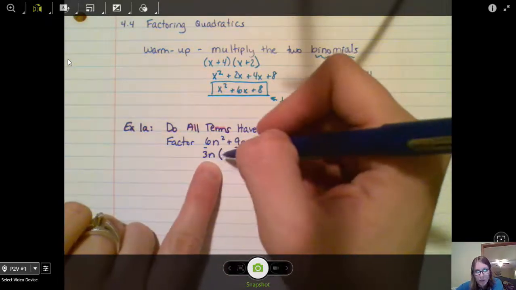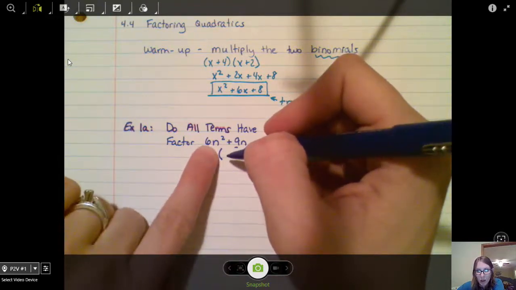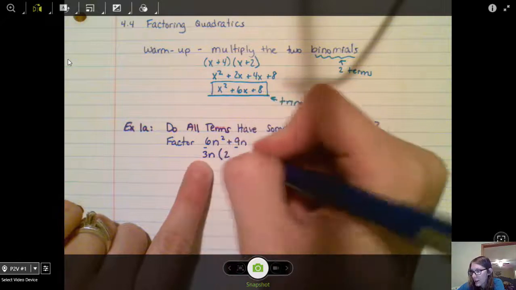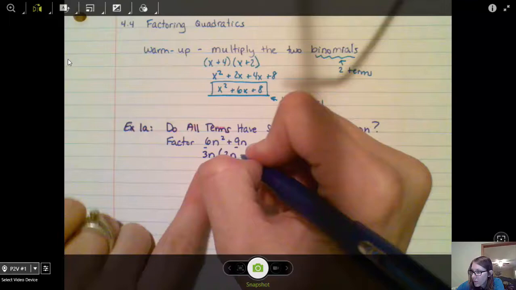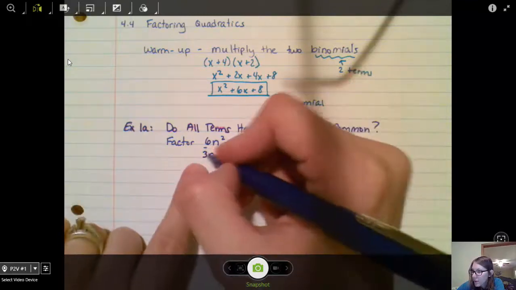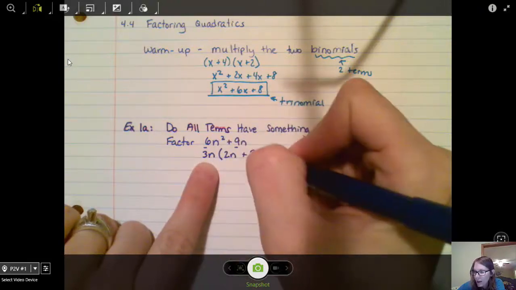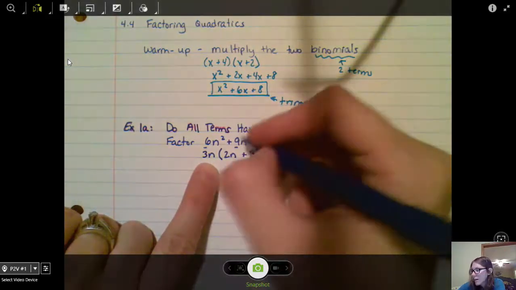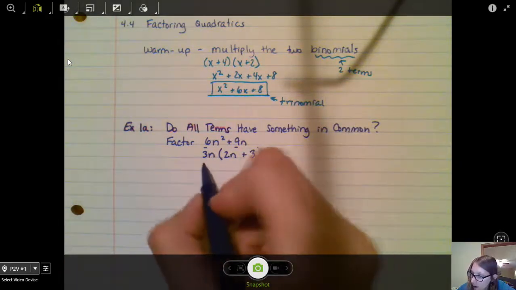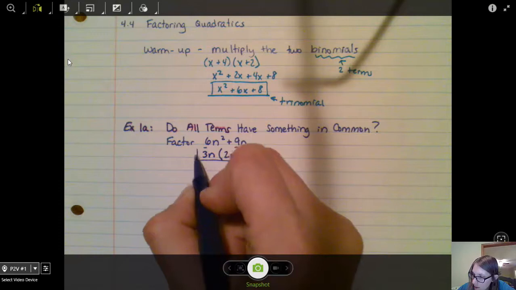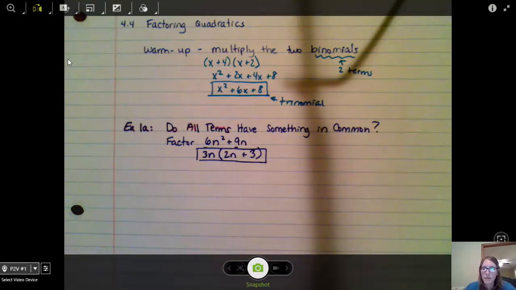So 3n times, now let's kind of reverse distribute here. 3n times what gives us 6n squared? 3 times 2 gives us 6. n times n gives us n squared. Plus here, 3 times what gives us 9? It's 3. n times just 1 is n. So 3n times 2n plus 3 is our answer. This is how we would factor our 6n squared plus 9n.